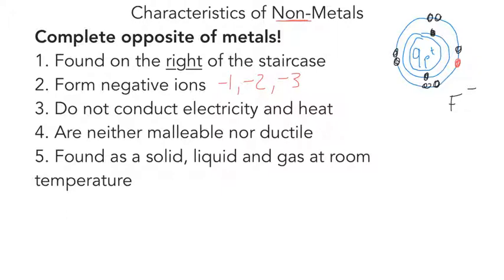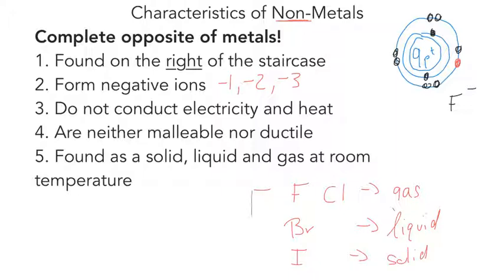So a great example we can look at is actually our halogens. If we're just looking at our first couple of halogens, we have fluorine and chlorine, which are gases at room temperature. We have bromine, which is a liquid at room temperature, and we have iodine, which is a solid at room temperature. And these are all elements in group 7, which is our halogens.